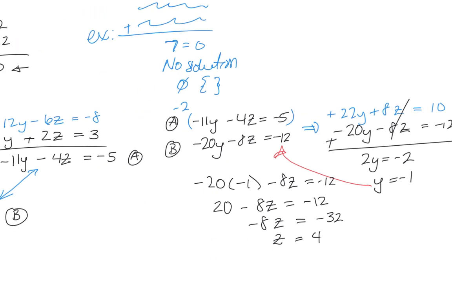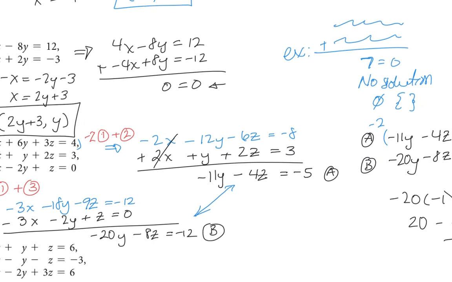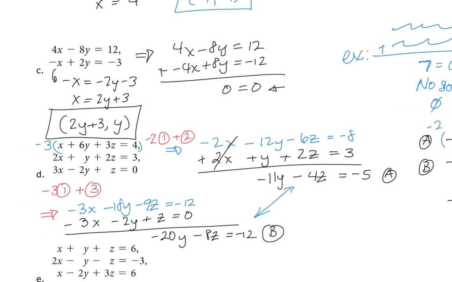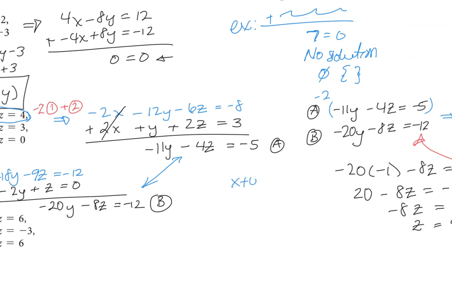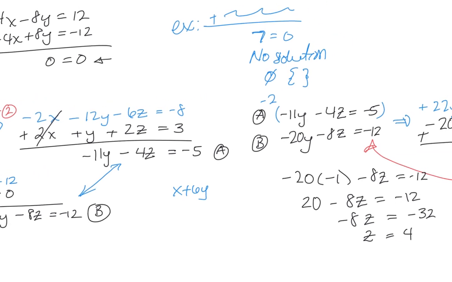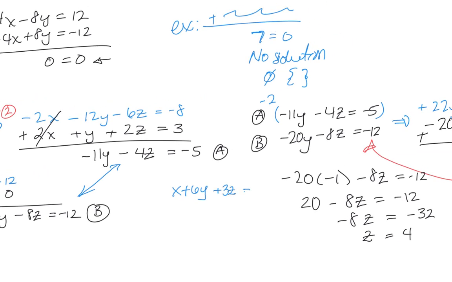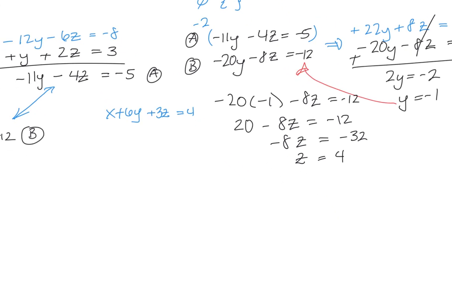I need to put that back into the original equation, one of them. So I'm going to put it back in the first one, which is this one right here. I'm just going to write it over here, x plus 6y plus 3z is equal to 4. I'm going to go ahead and put in my y's and z's. So x plus 6, my y was negative 1, plus 3, my z was 4, is equal to 4.